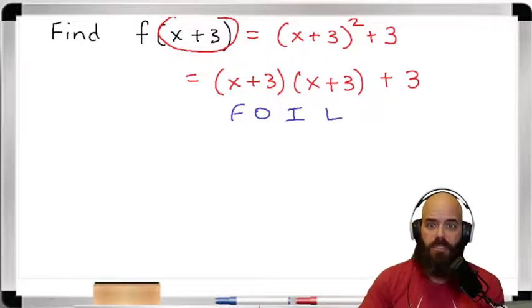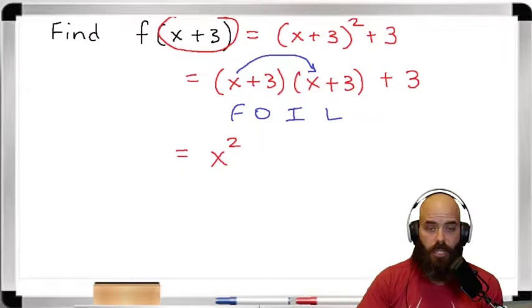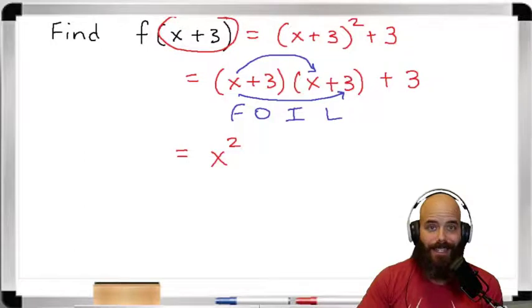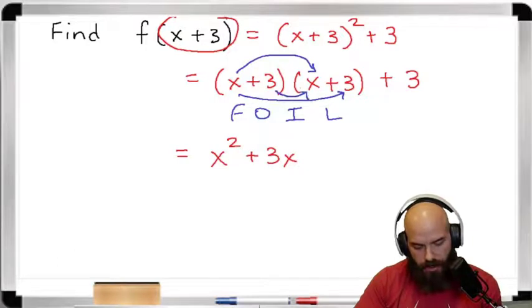And so FOIL means you're going to multiply the first times the first. So x times x. When we do that, we get x squared. And then we're going to multiply the outer. The O means outer, so the two outer terms. X times 3. So x times 3 is 3x. And then the I in FOIL is the inner. So we want to take the two inner terms, 3 times x, multiply those together and get plus 3x.